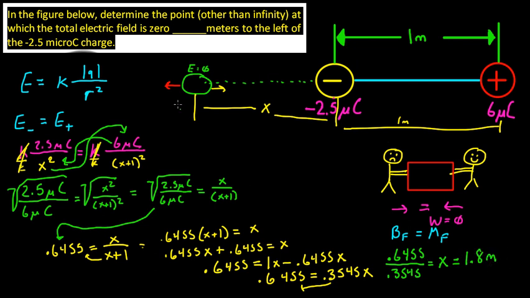And so we know that for the total electric field to equal 0, this mystery point is going to be 1.8 meters to the left of this negative 2.5 microcoulomb charge. And that is how you solve that problem.